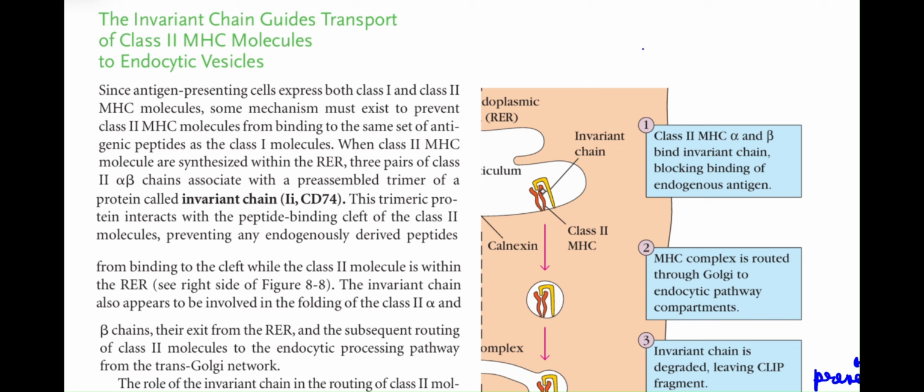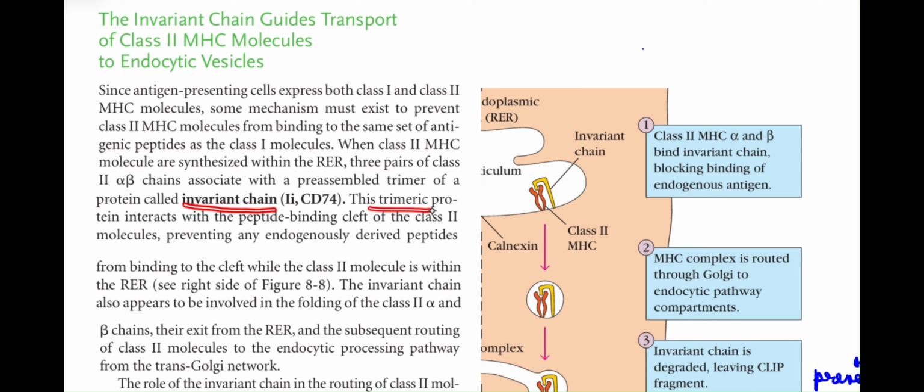Now when the MHC2 molecule is synthesized in the rough endoplasmic reticulum, there is one very important molecule which remains bound to this MHC2 molecule throughout the process. This molecule is referred to as the invariant chain. The invariant chain will continuously remain bound to both MHC chains, that is alpha and beta. This invariant chain is very important and it has the cluster of differentiation 74. There can be up to a maximum of 3 pairs of alpha and beta chains which can together bind to a single invariant chain at a time.